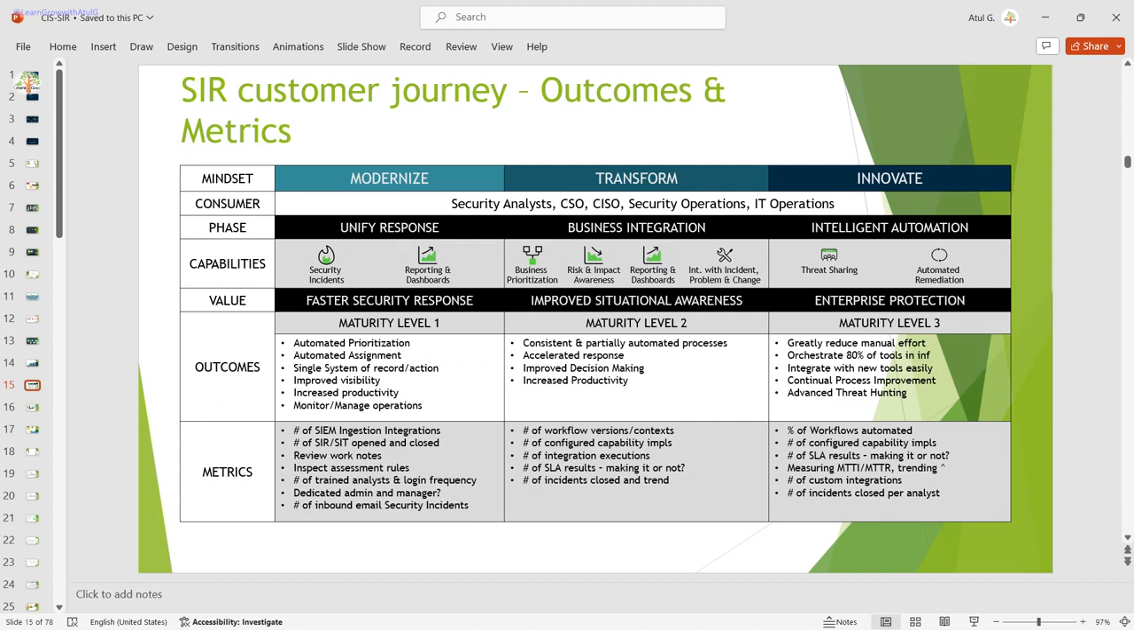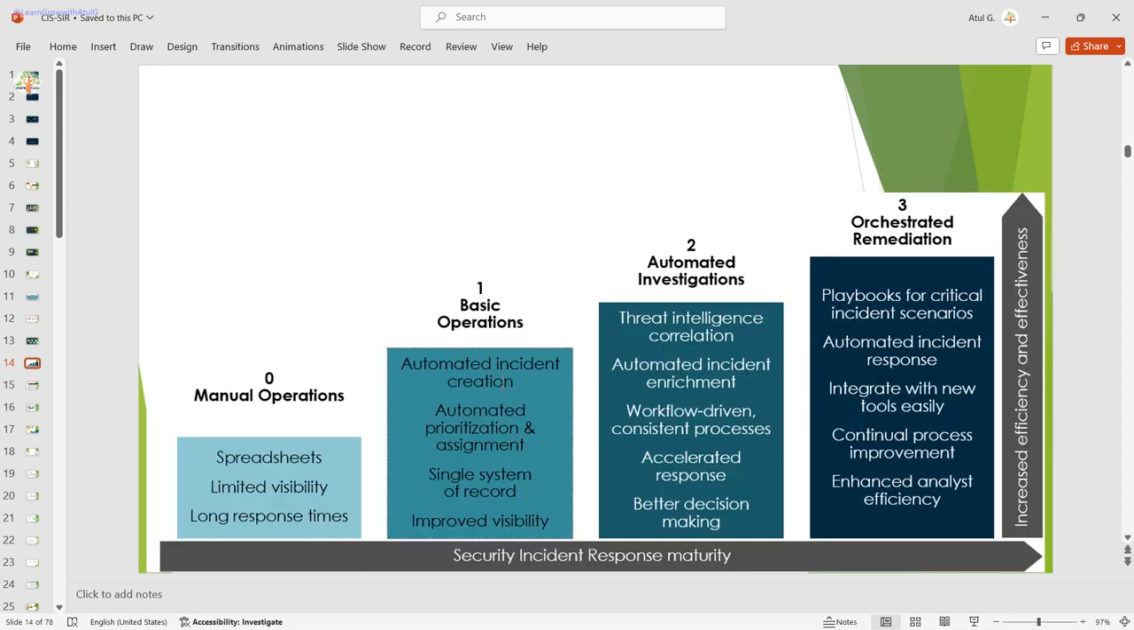Now with this, ServiceNow talks about the SIR customer journey, that is, how a customer can do this journey on SIR. So these are the maturity levels. Like in CMMI we have 5 levels, in the same manner in CSDM we have 5 phases. In SIR we have 4 phases, or I can say 4 maturity levels.